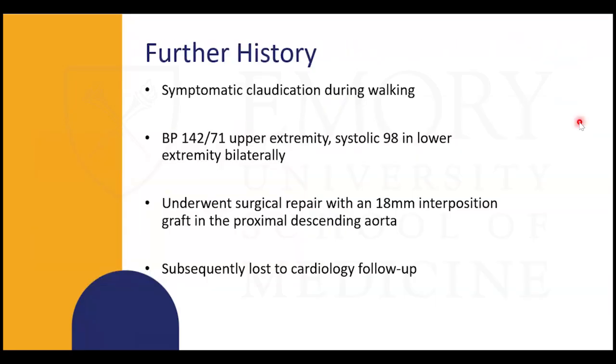On further history, the patient had symptomatic claudication with walking. They had a significant drop in their blood pressure from the upper extremities to the lower extremities, and ultimately underwent a surgical repair with an 18-millimeter interposition graft to the proximal descending aorta, and were subsequently lost to follow-up after.